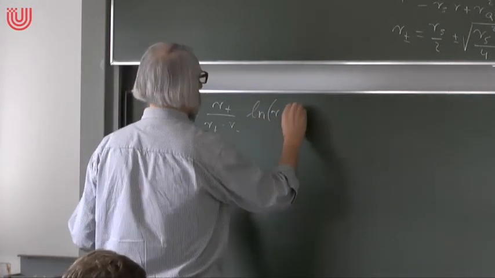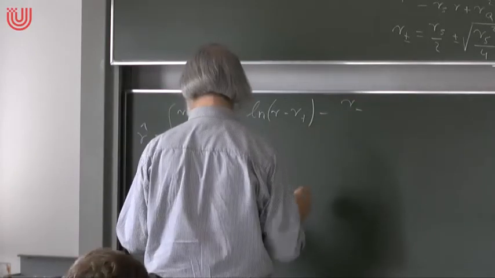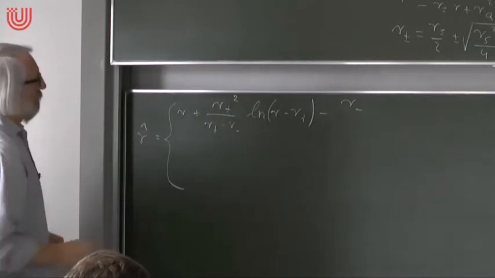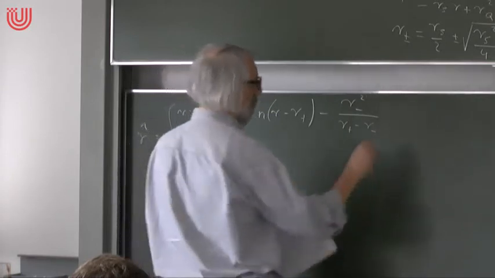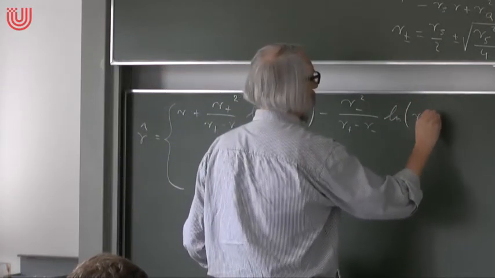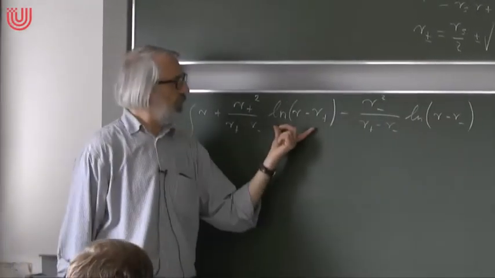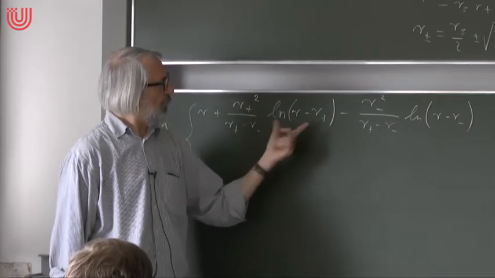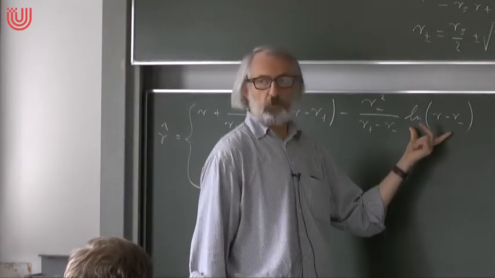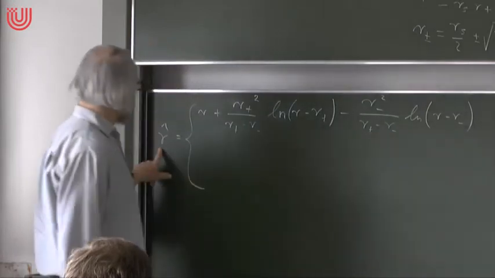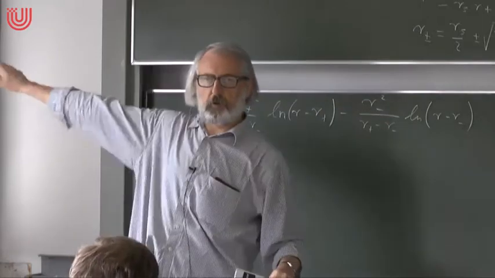r minus r plus minus r minus squared. I forgot a square here. r plus squared, and here r minus squared over r plus minus r minus ln of r minus r minus. So you see, this is an expression which becomes infinite at the horizons. If I have r equal r plus, then this here becomes minus infinite. And if you have r equal r minus, then this becomes minus infinite. So what this new coordinate does is it shifts the horizon to infinity. One to plus infinity, the other to minus infinity.